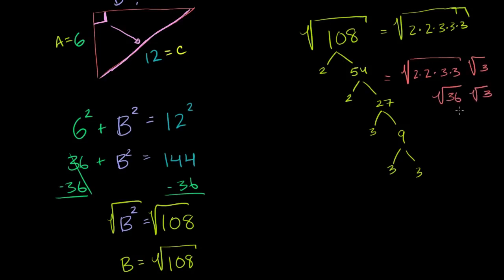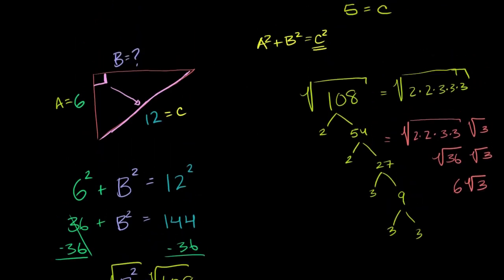The principal root of 36 is 6. So this simplifies to 6 square roots of 3. So the length of b, you could write as square root of 108, or you could say it's equal to 6 times the square root of 3. This is 12, this is 6, and the square root of 3 is going to be 1 point something something, so it's going to be a little bit larger than 6.